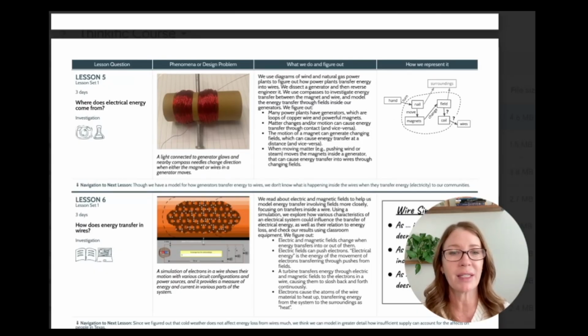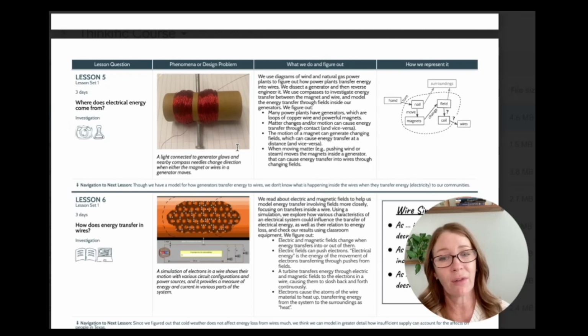But what we realize is that both power plants have a generator. And so this creates some curiosity about, well, what is this generator doing? How is it taking wind power or natural gas power and turning it into electricity? And so we build this generator model. It looks like this. We have several different generators that we build, with different amounts of looping copper wire around that cardboard tube.